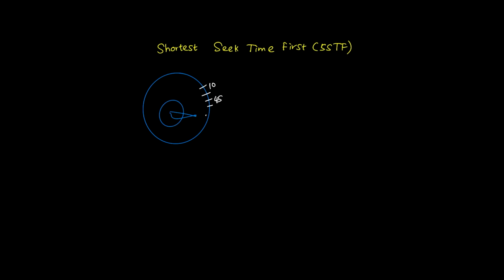Shortest seek time first is the disk scheduling algorithm that minimizes mechanical movement. Hard drives have physical read heads that must move across spinning platters. This movement, called seeking, is the slowest part of disk access. SSTF services the request closest to the current head position first, regardless of arrival order.